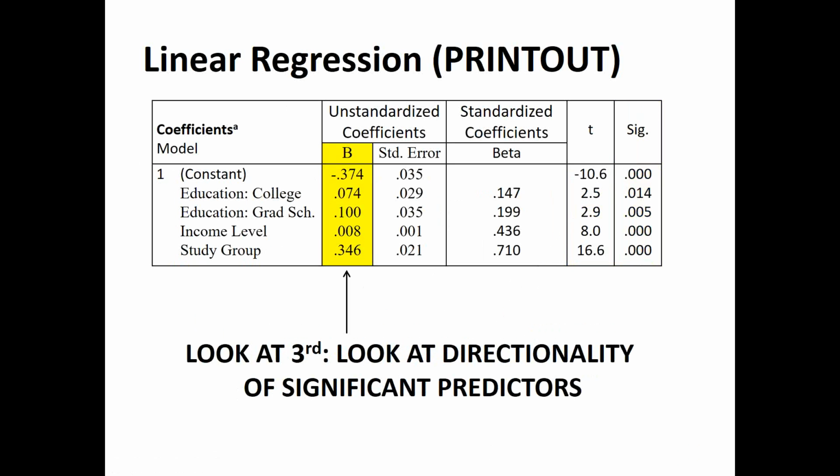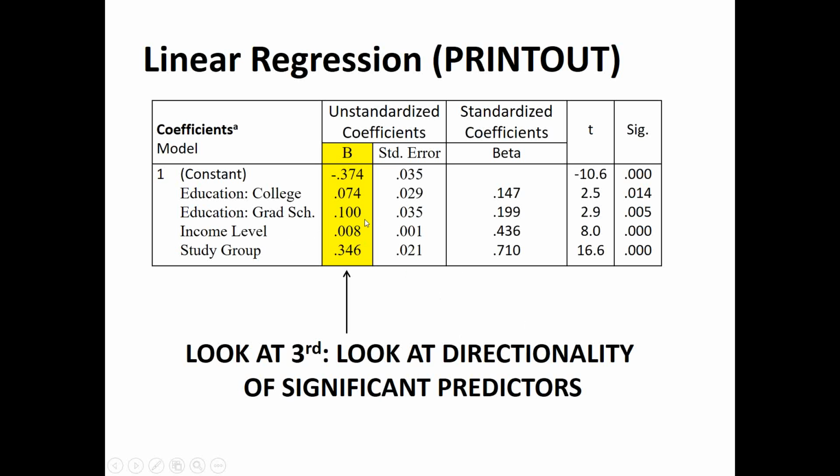Third, if we look at the beta, we can see the directionality. If there's a minus, it's a negative direction. So if income had a minus, for example, at the beta here, the 0.008, it would mean higher incomes are associated with lower change scores, but it's positive. So higher income level is associated with higher pretest to post-test happiness change scores.